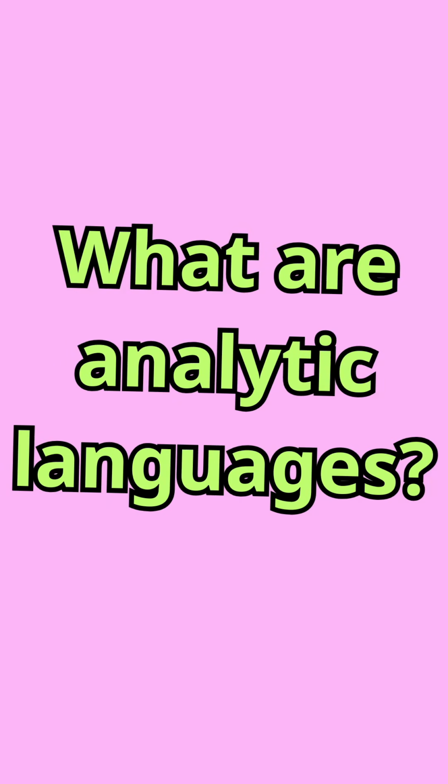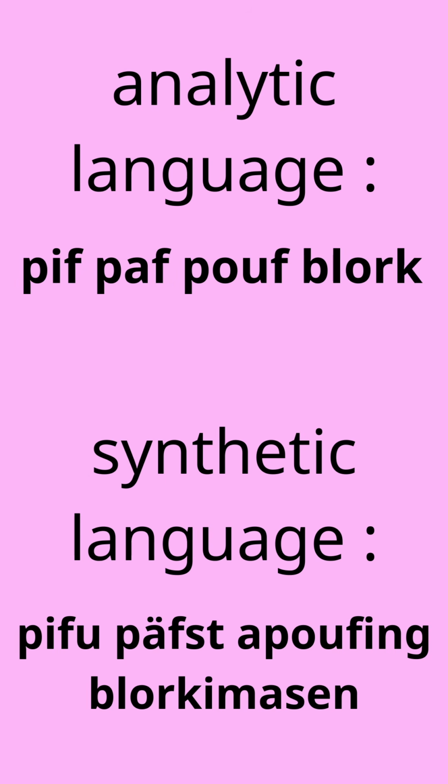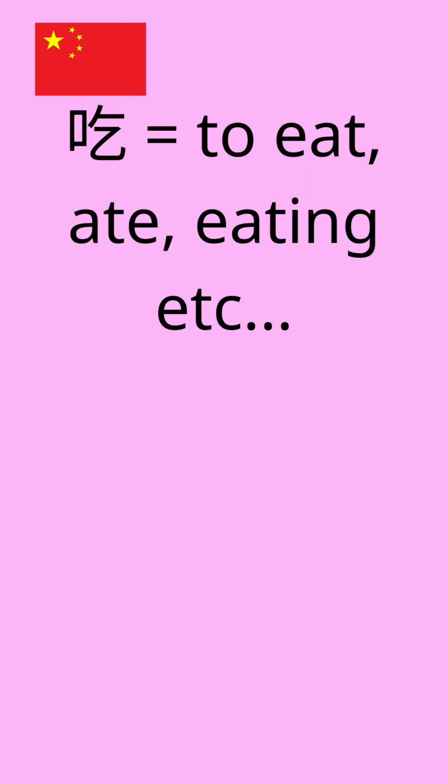What are analytic languages? An analytic language is a language that expresses grammar mainly through separate words and very little through changes in word forms. It's the opposite of synthetic languages. Words change very little or not at all, and it's all the words or word order that convey grammatical meaning.